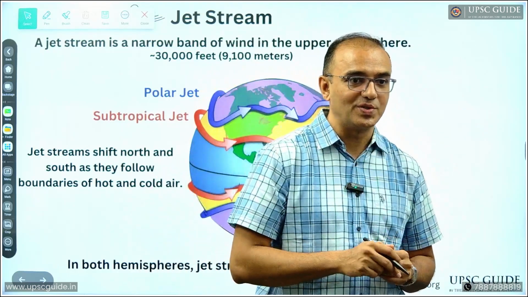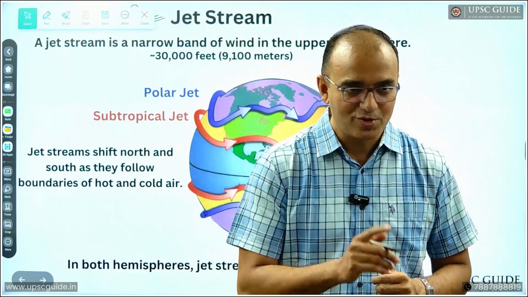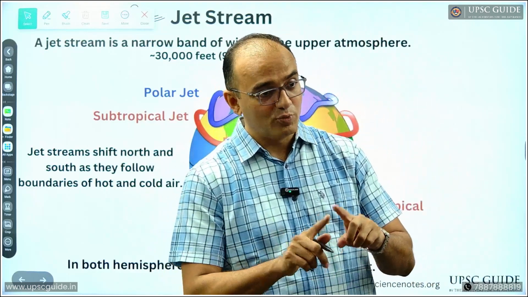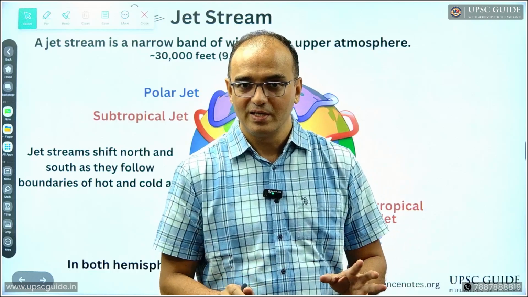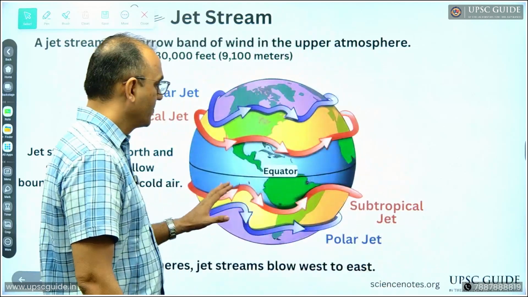Where are these jet streams? Jet streams are present. This was a question we have seen. The question was: jet streams are found only in the northern hemisphere. It is a wrong statement. Jet streams are found in both hemispheres. So how do they look?